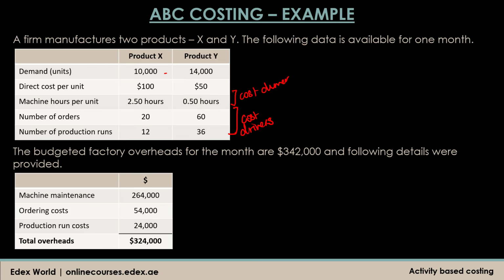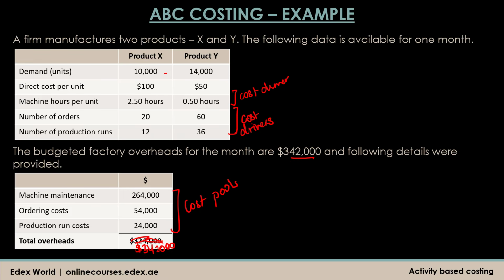The budgeted factory overheads were 342,000. That was the same in the previous slide also, but here they're giving you the details of the breakup of this 342,000. Machine maintenance 264,000, ordering cost 54,000, production run cost 24,000, total 342,000. So let me correct this. This is 342,000. These are nothing but cost pools, because these are the accounts where the cost is being accumulated whenever cost is incurred in the organization.